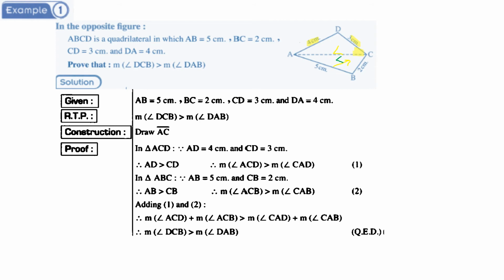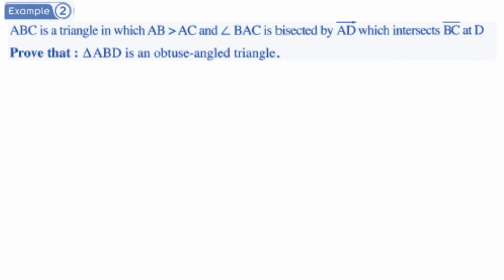Example 2. ABC is a triangle in which AB is greater than AC, and angle BAC is bisected by AD, which intersects BC at D. Prove that triangle ABD is an obtuse angled triangle. Here we don't have a figure, so we first have to draw the figure for this question to be able to solve it. So we'll draw it.